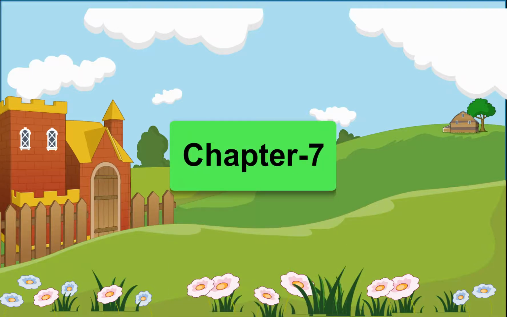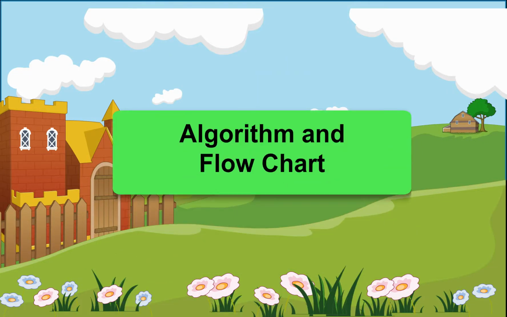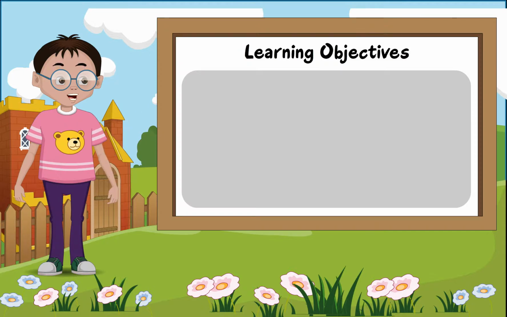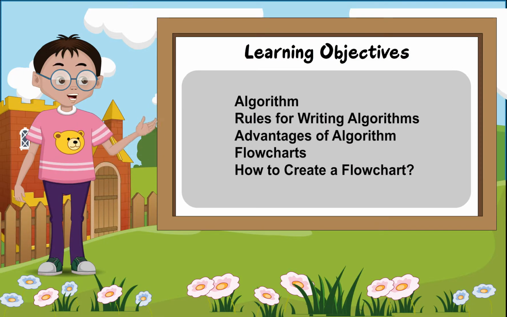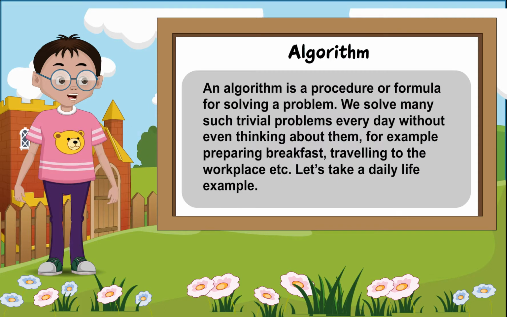Chapter 7 Algorithm and Flowchart. Learning Objectives: Algorithm, Rules for writing algorithms, Advantages of algorithm, Flowcharts, How to create a flowchart. Algorithm: An algorithm is a procedure or formula for solving a problem. We solve many such trivial problems every day without even thinking about them. For example, preparing breakfast, traveling to the workplace, etc.